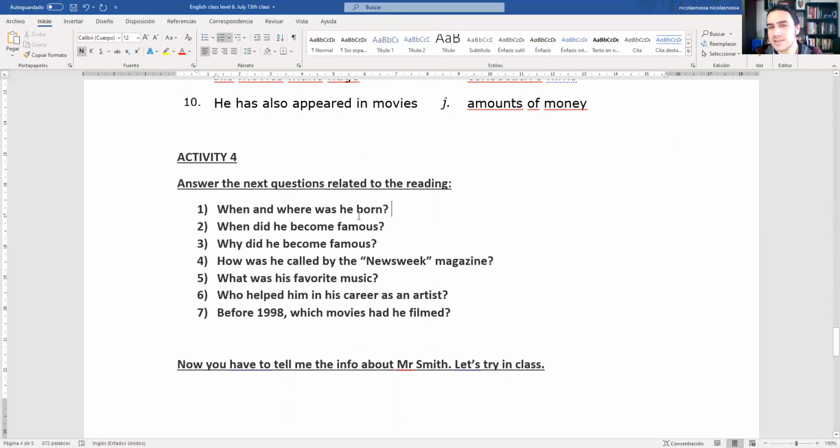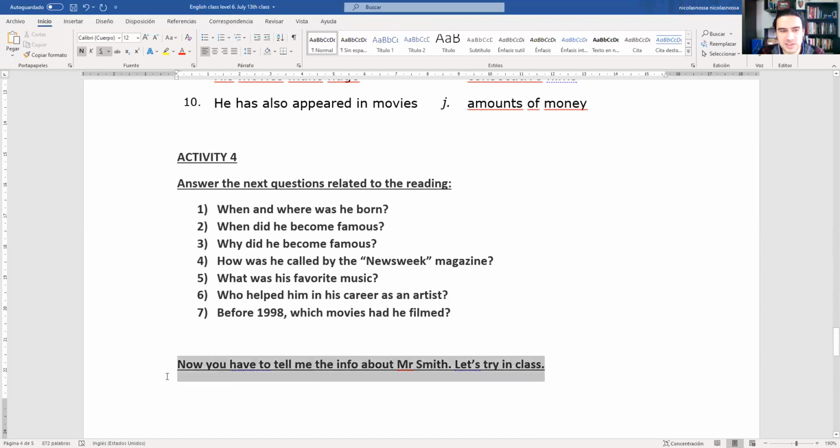When and where was he born, Will Smith? When did he become famous? According to, remember, according to the reading, why did he become famous? How was he called by the Newsweek magazine? What was his favorite music? Who helped him in his career as an artist? And number seven, before 1998, which movies had he filmed? Okay, and this one is for class, okay?